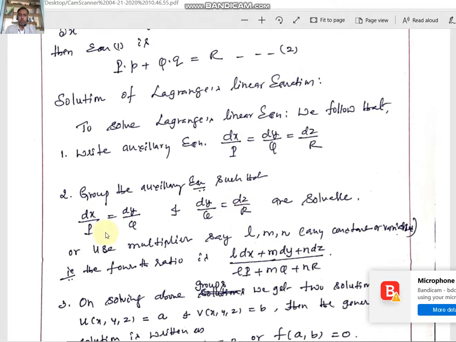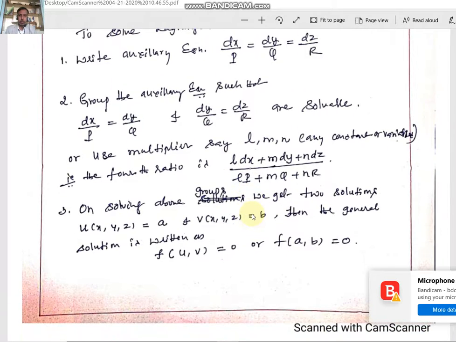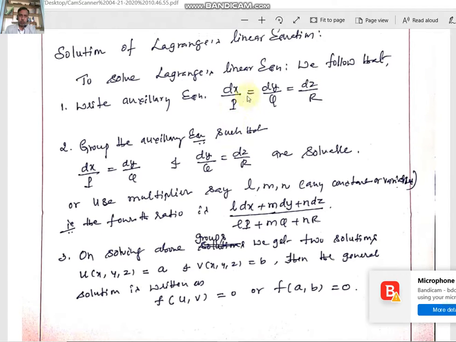How can we select these? By observation we can see that these are easily integrable. In such a way we have to group. Then another method is choosing multipliers. Say some constants, maybe l, m, n, or numbers 1, 2, 3, or any other function of the independent variables we can select. Say here we have selected l, m, n as the constant terms. So then here there are three ratios.